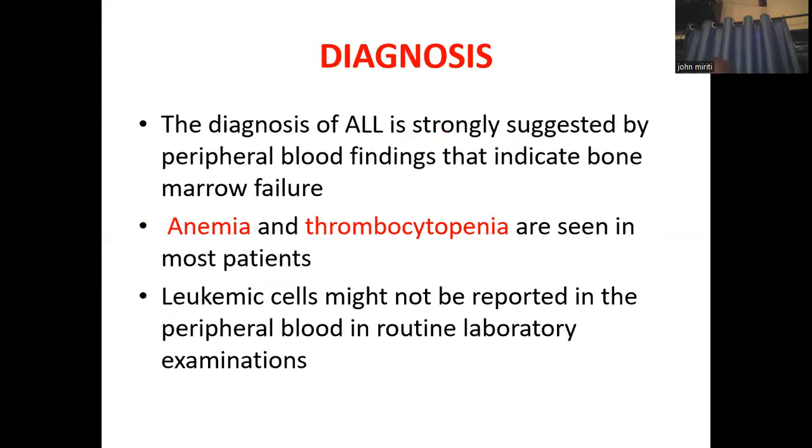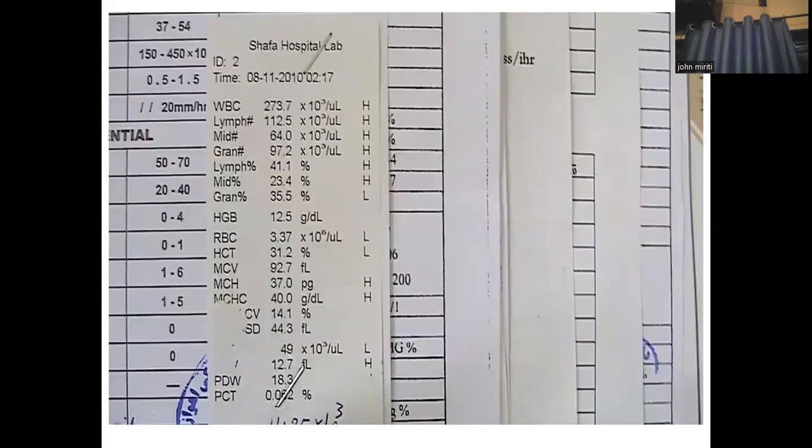So let us see how we diagnose these cases of acute lymphoid leukemia. So the diagnosis of acute lymphoid leukemia is strongly suggested by peripheral blood findings that indicate bone marrow failure. So anemia and thrombocytopenia are seen in most patients, and leukemia cells may not be reported in the peripheral blood in routine laboratory examination. So sometimes in routine laboratory tests you cannot see those, so you have to do a peripheral blood film by a pathologist.